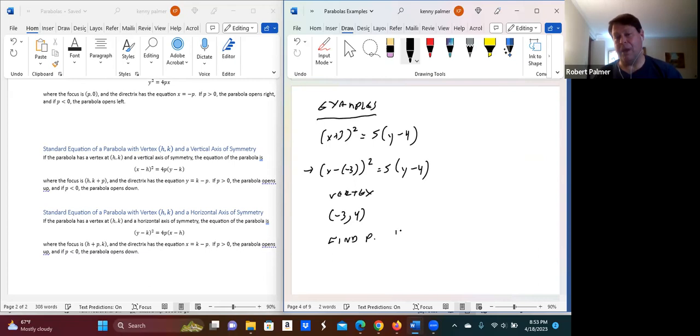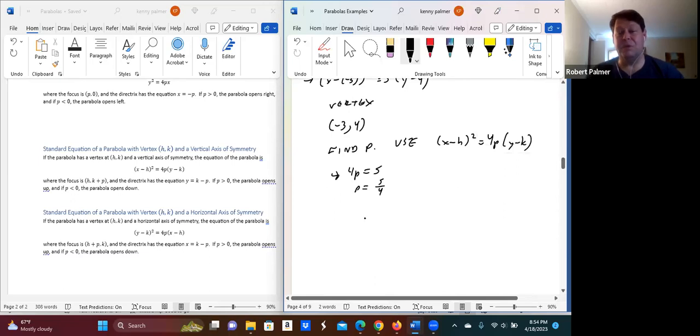Once again, like here, we're going to use this version. So x minus h squared is equal to 4p times the expression with y minus k. And here we can see that 4p is equal to 5. These are exactly the same except for that. And so solve for p, and then p is going to be 5/4.